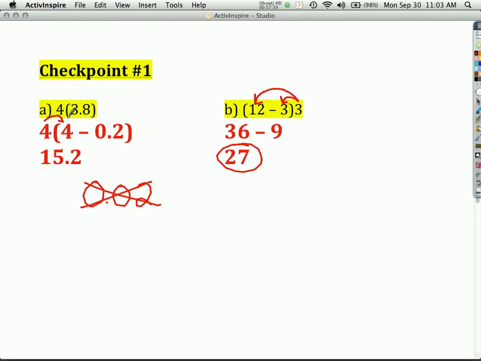And then we multiply. 4 times 4 is 16. 4 times 0.2 is 0.8. And then you subtract them and you get 15.2. Okay? Good. Ethan? I got it wrong because I thought of it as money and I put 15.92.